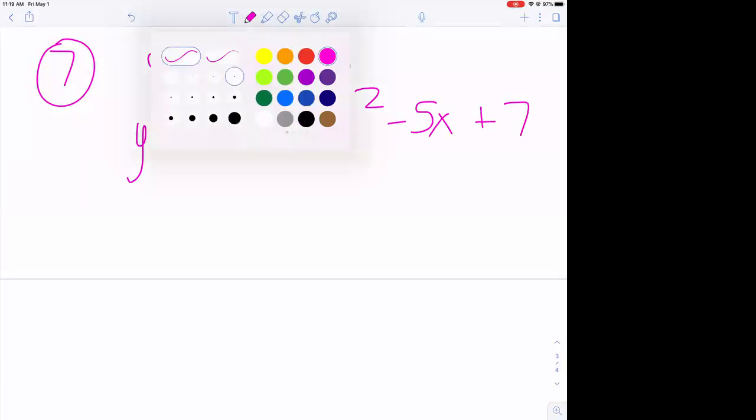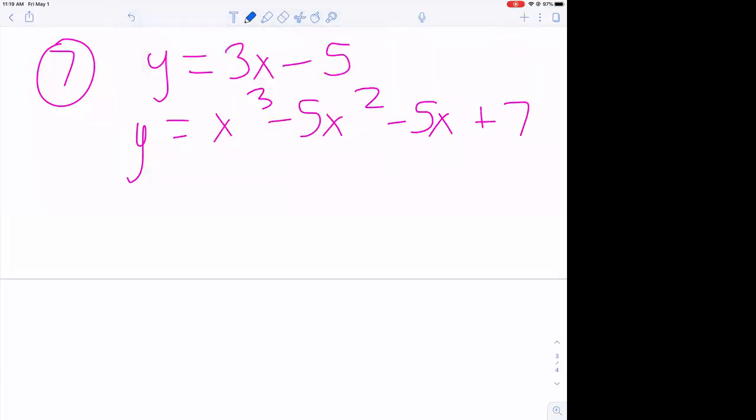All right, what do you guys suggest? How do we start this one? This is kind of like the first one we did. Set them equal to each other. Yeah. So just 3x minus 5 equals this guy. Set them equal and move them all the same side.